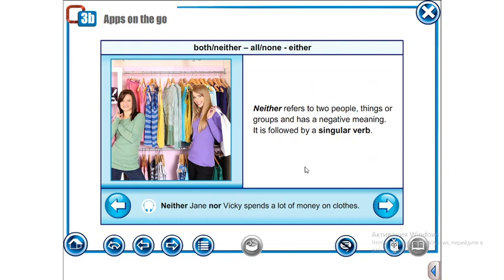Neither refers to two people, things, or groups and has a negative meaning. It is followed by a singular verb. Neither Jane nor Vicky spends, look here, spends, it's singular, a lot of money on clothes.